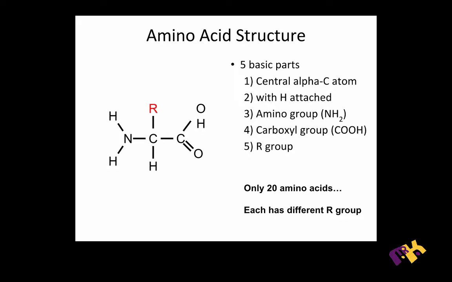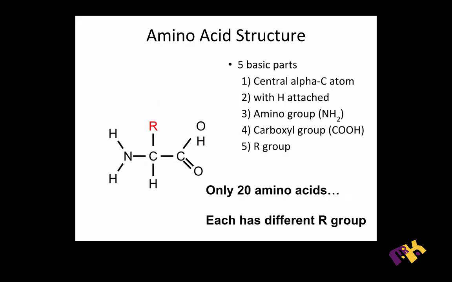If we do another example, like alanine, again, amino group, central carbon with hydrogen, carboxyl group, and then we replace the R group with CH3. Again, we don't need to memorize the names. We don't need to memorize the R groups. We just need to recognize that R groups are interchangeable between all the different amino acids.